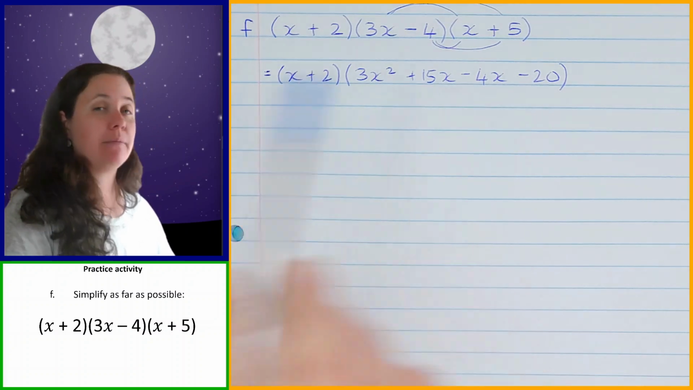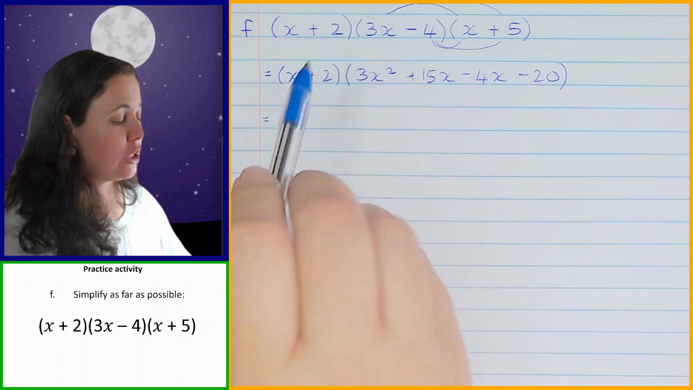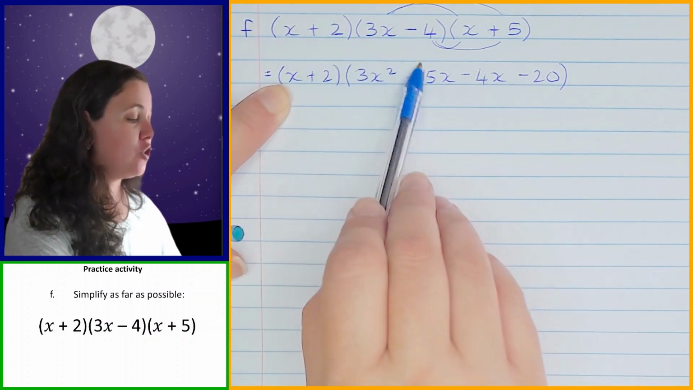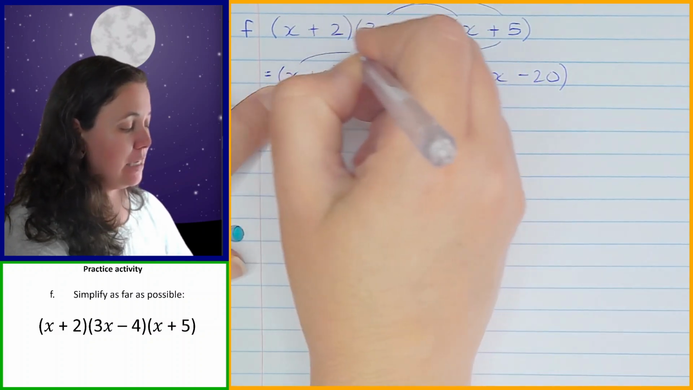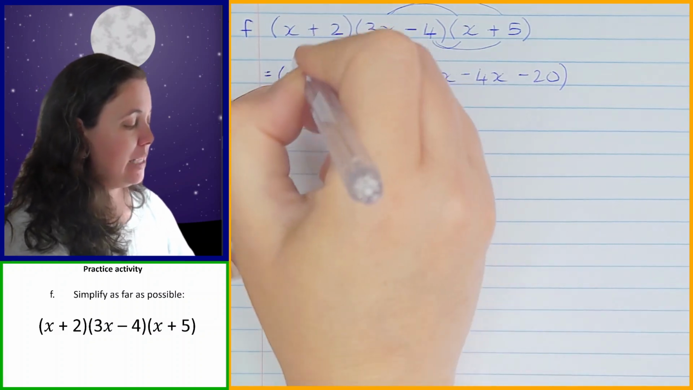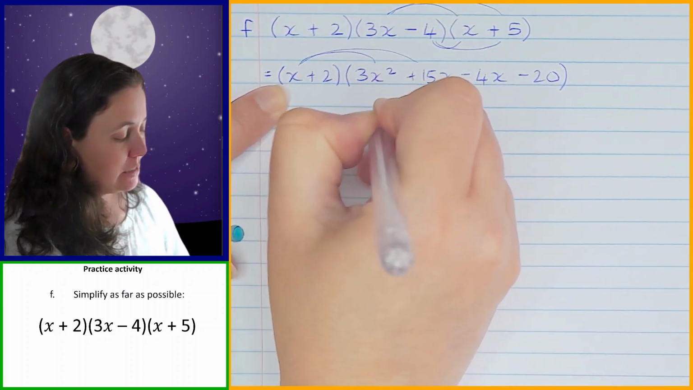I'm going to keep it as it is, and I'm going to just multiply, and then I will simplify at the end. Okay? So I need to take the first term in this set of brackets and multiply it by each term in the second set. So I've got x times 3x squared. That gives me 3x cubed. Then x times the 15x is plus 15x squared.